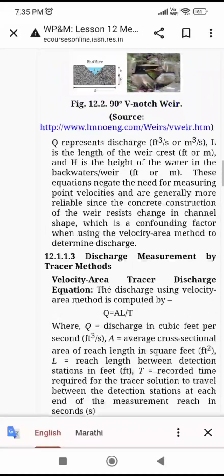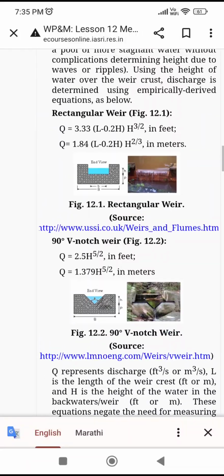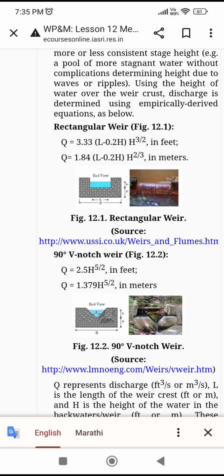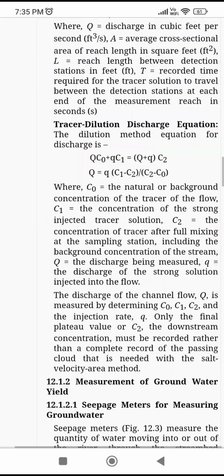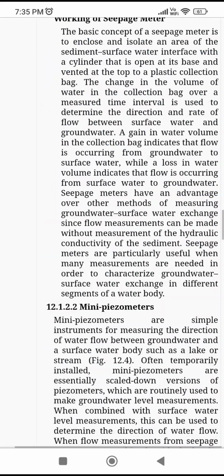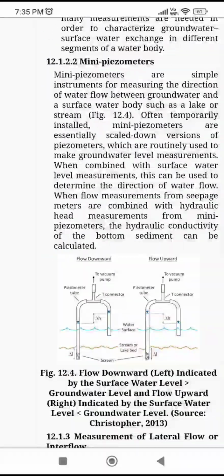So from an exam point of view, you should remember these two formulas. For a rectangular weir, what is the formula for discharge, and for a V notch weir, what is the formula for discharge. Then piezometer, what is the use of piezometer? Mini piezometers are simple instruments for measuring the direction of water flow between groundwater and a surface water body such as a lake or stream.